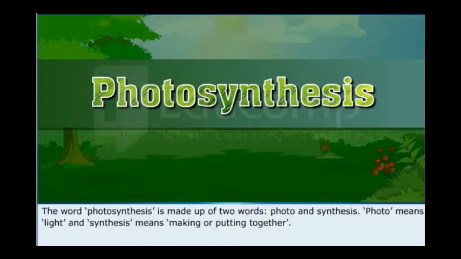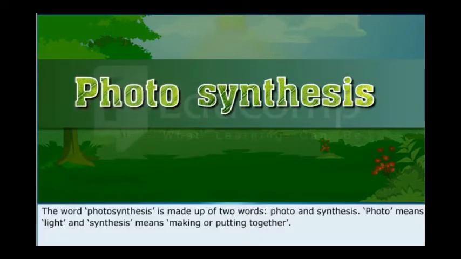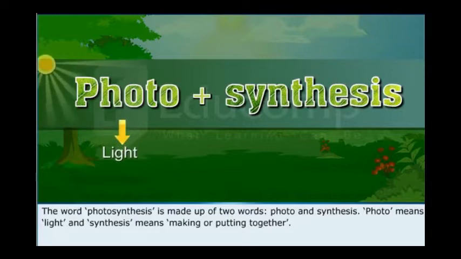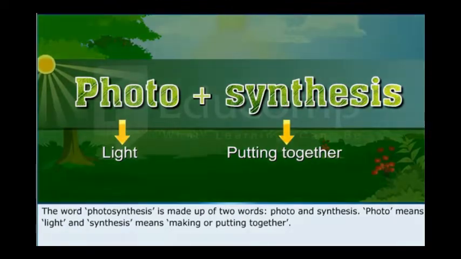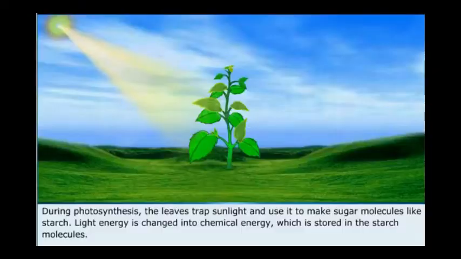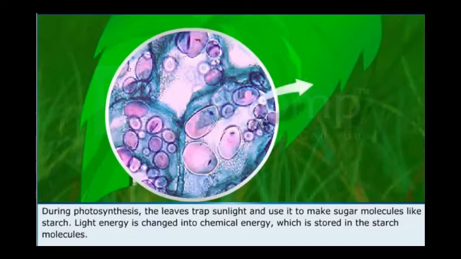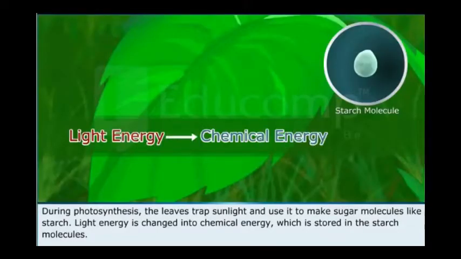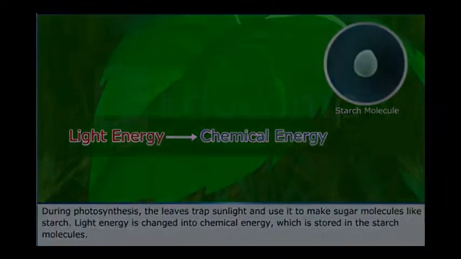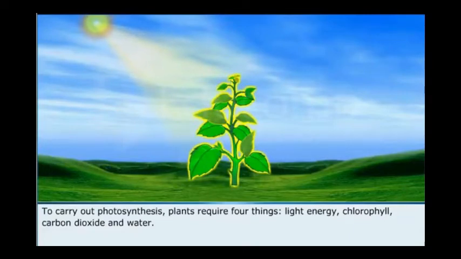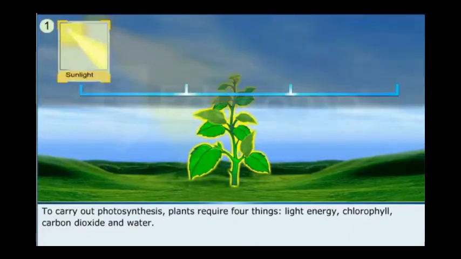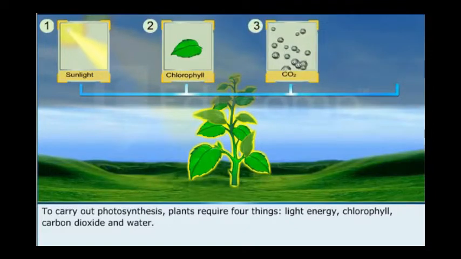The word photosynthesis is made up of two words, photo and synthesis. Photo means light and synthesis means making or putting together. During photosynthesis, the leaves trap sunlight and use it to make sugar molecules like starch. Light energy is changed into chemical energy, which is stored in the starch molecules. To carry out photosynthesis, plants require four things: light energy, chlorophyll, carbon dioxide, and water.